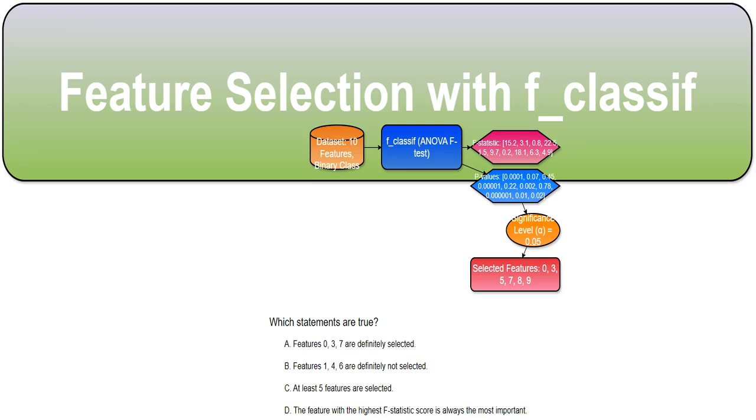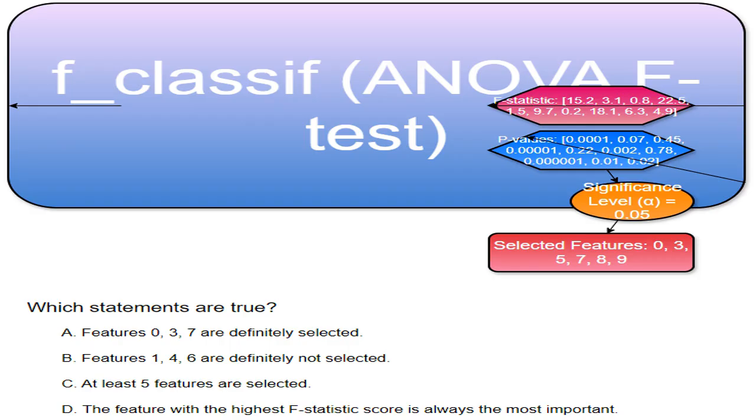This shows the results of an ANOVA F-test for each of the 10 features. A higher F-statistic means a feature is better at separating the two classes. It's like a competition, where a higher score means the feature is a better class predictor.